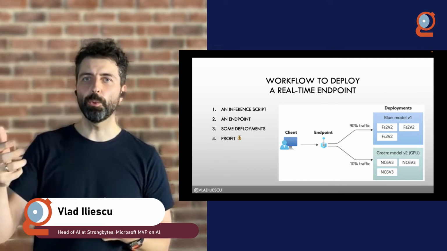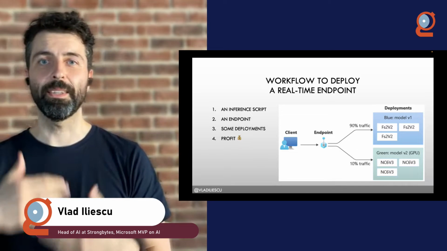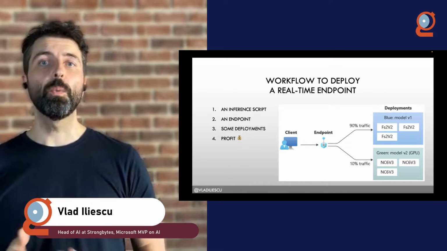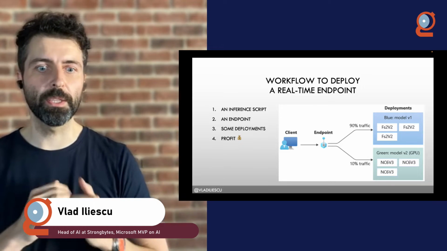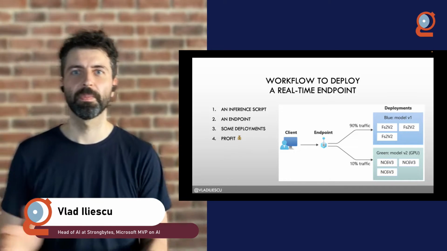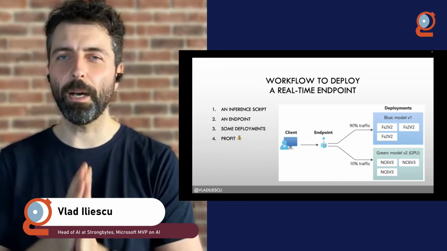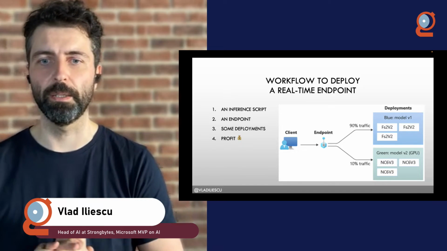You also need an endpoint, obviously, that's the URL. And you need one or more deployments. I'm going to show you how to do just one, but the others are basically the same. And then you're in the money. You're free to deploy your model and see how many requests per second it can handle.